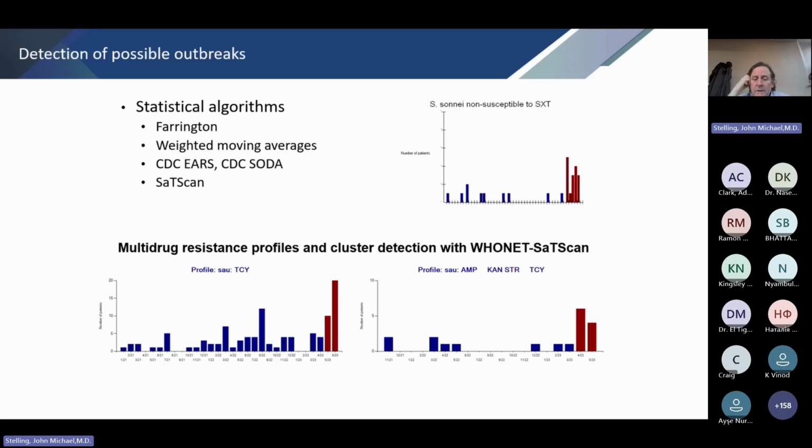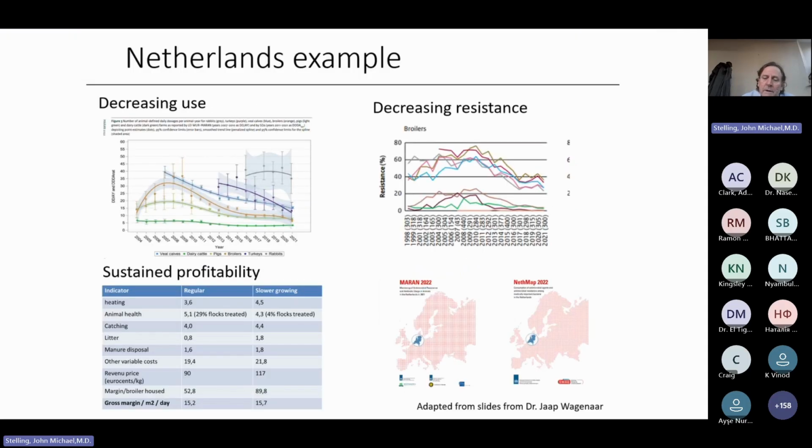Lower left, it's a Staphylococcus aureus resistant to tetracycline. Lower right, Staphylococcus aureus resistant to ampicillin, kanamycin, streptomycin, and tetracycline. So this is a window into the genotype.